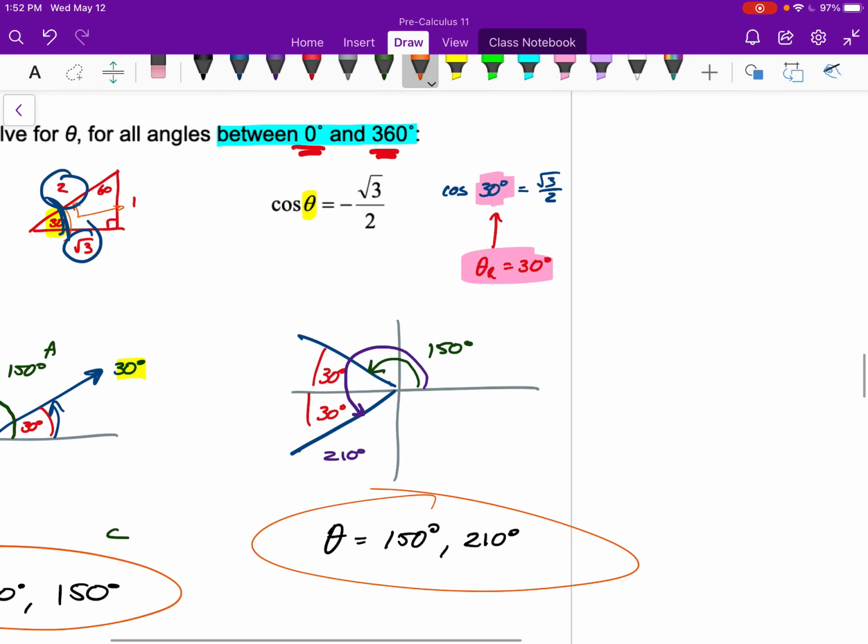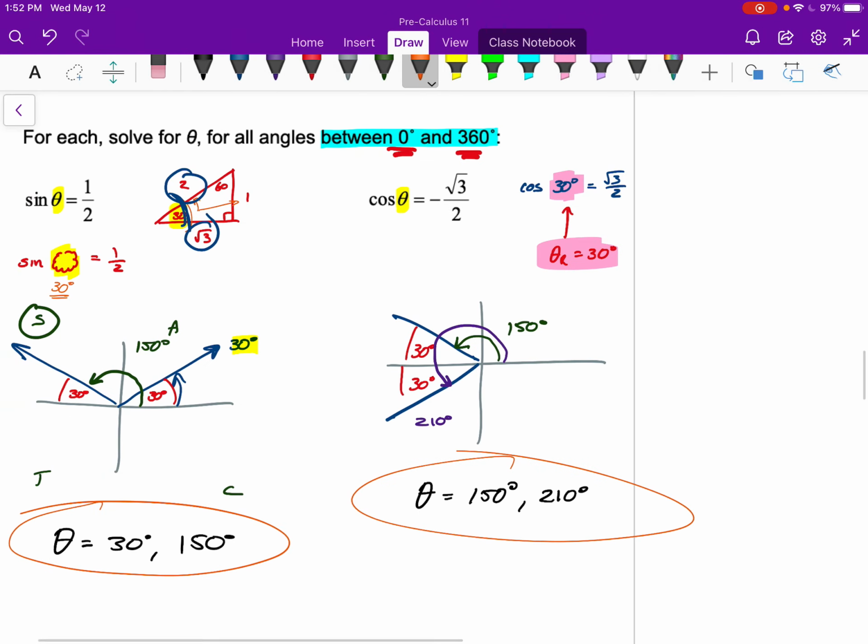And again, if you look at my work, that 30 degree reference angle is really, really important, although in this case it wasn't one of my answers. Because again, the cosine of 30 equals positive root 3 over 2. We're trying to find where cosine equals negative root 3 over 2.